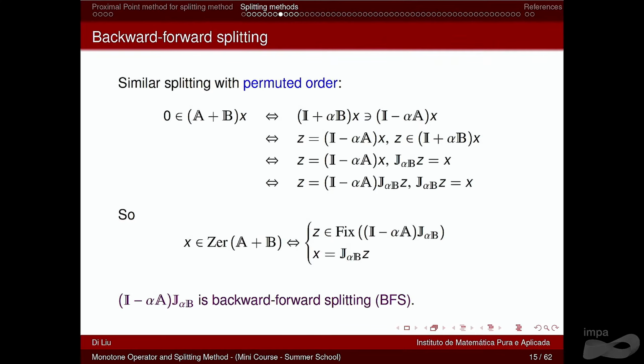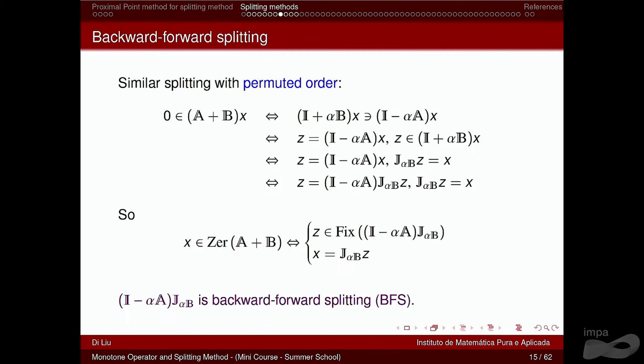Okay, next we introduce another kind of splitting. It's the inverse, okay? It's backward-forward splitting. The difference is just that they perturb the order, okay? We also begin from analyzing the solution set, okay? If 0 belongs to the summation of A and B, it is equivalent to say this, as we have discussed before.